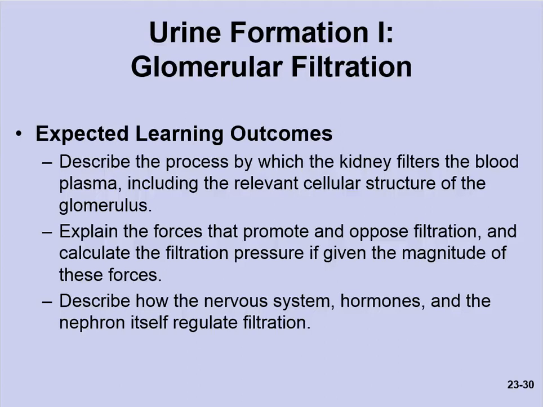Our expected learning outcomes are to describe the process by which the kidney filters the blood plasma, including the relevant cellular structure of the glomerulus, to explain the forces that promote and oppose filtration, and calculate the filtration pressure if given the magnitude of those forces, and to describe how the nervous system, hormones, and the nephron itself are able to regulate filtration.